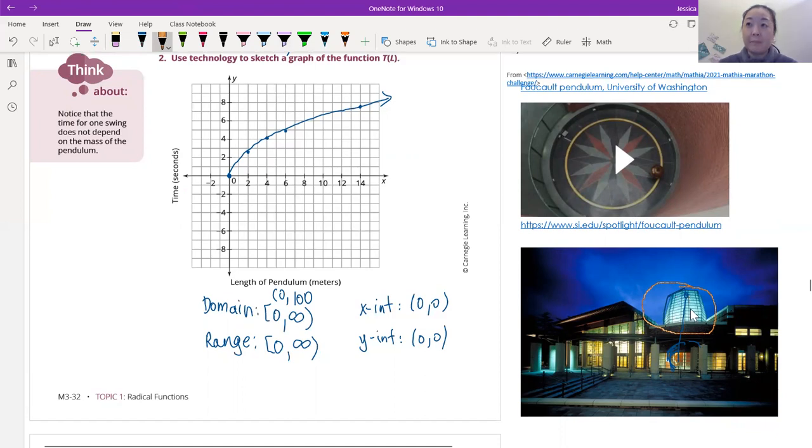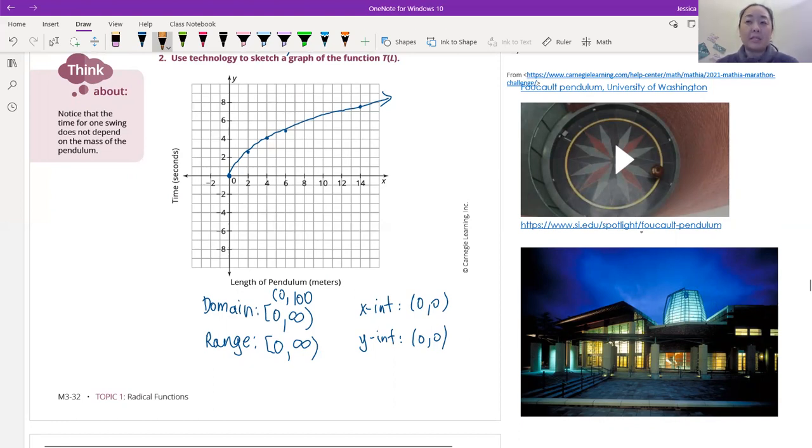If you can imagine in your brain, that's where the pendulum would be, and it swings back and forth. In here, you can actually see some stairs that go up like that. This is what it looks like on the inside. There was a video of this, but you can look up Foucault pendulum, University of Washington. It's a really short clip. It just goes back and forth, right? It's kind of cool.